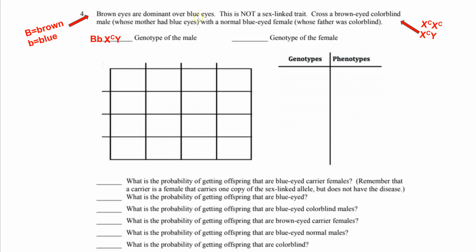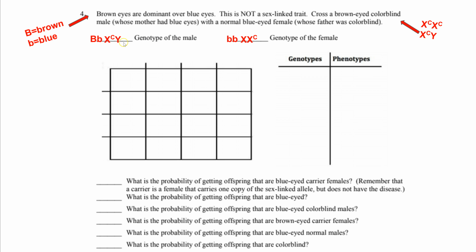Blue-eyed, so she's little b. She has at least one X with no C on it, but it tells us here her father was colorblind. Well, her father had XCY, and his only X he could give is this XC. So she has to have that XC. So she's normal, but she's a carrier. Okay? All right.